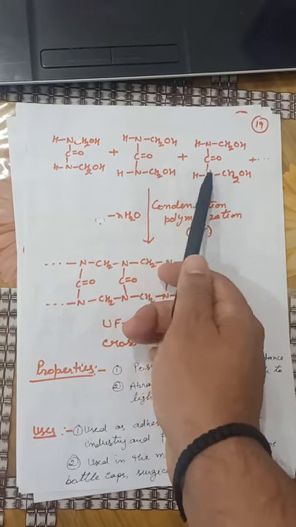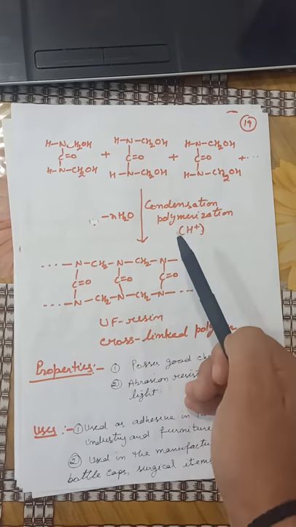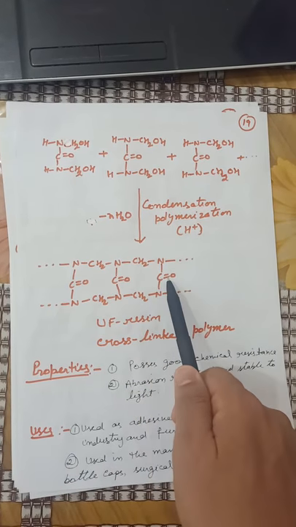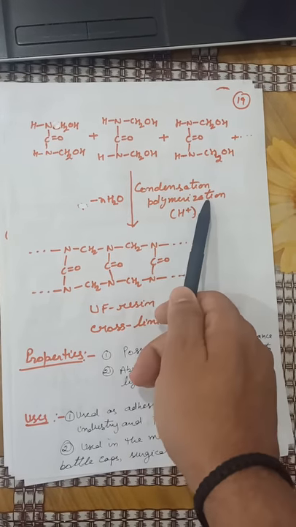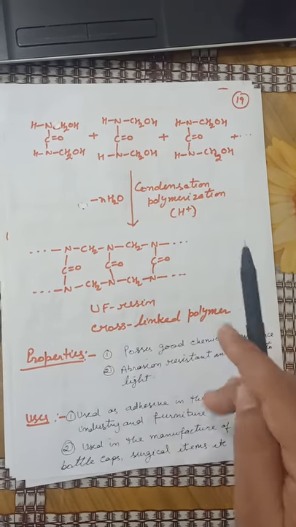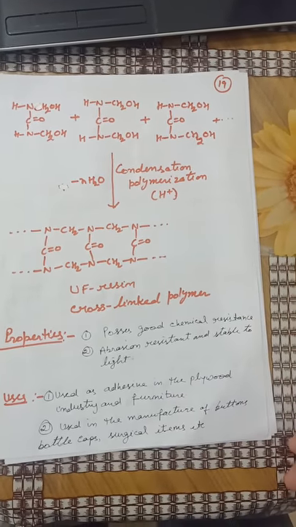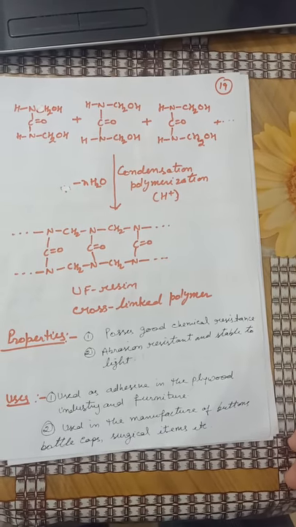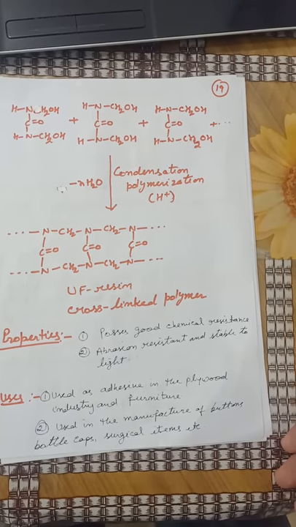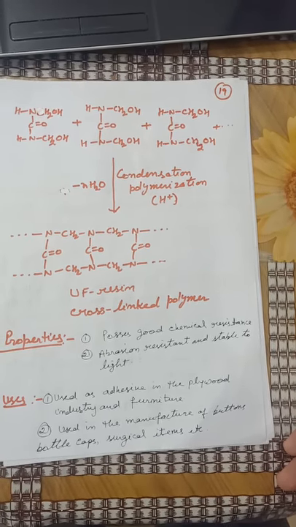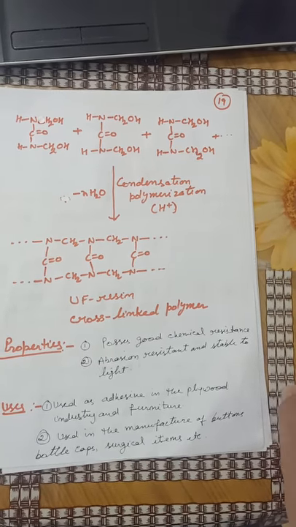N number of molecules of this dimethylol urea condense in presence of acid to form urea formaldehyde resin. It is also a cross-linked polymer, and there is elimination of water. So again, it is condensation polymerization, a condensation polymer product. Properties: urea formaldehyde resins have good chemical resistance, they are good abrasion resistant and stable to light. They are used as adhesives in the plywood industry and furniture, and in the manufacture of buttons, bottle caps, surgical items, etc.